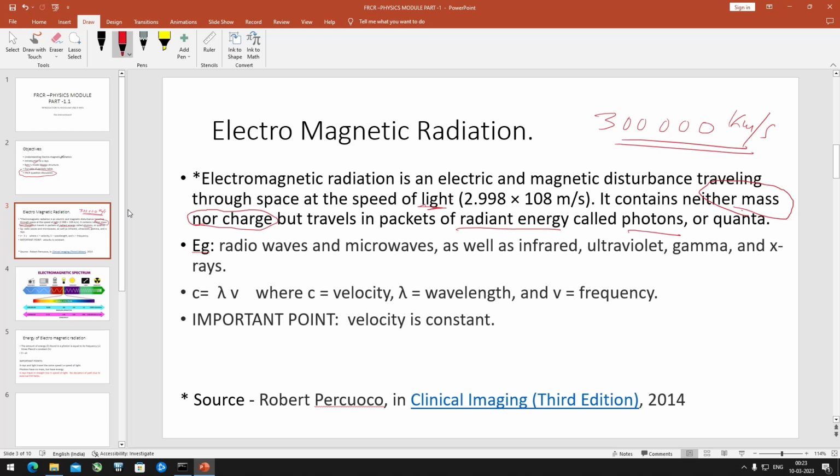Now, we just described this in one manner: that electromagnetic radiations are energy traveling as electrical and magnetic disturbances. But there is another explanation for this as well. In that explanation, packets of energy travel as waves, like crests and troughs of waves.